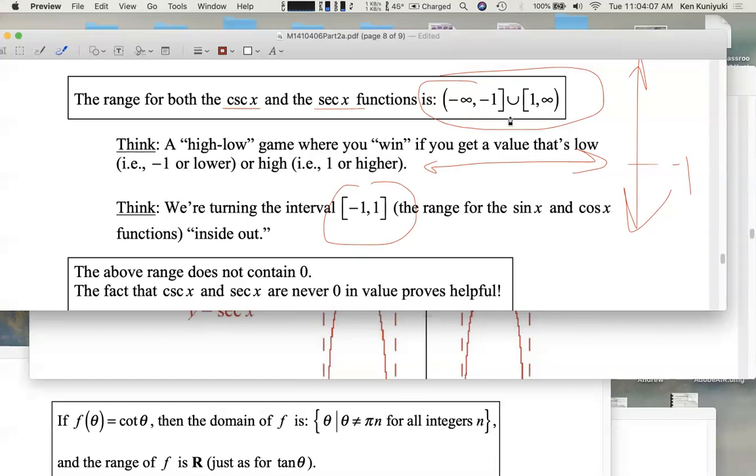Notice, what number is not in the range? What number in here is not in the range? 0. 0 is not in the range of either cosecant or secant function. Cosecant of x and secant of x are never 0. And that's helpful. For example, if you have a trig equation, you can easily divide both sides by cosecant of x without things like domain issues.